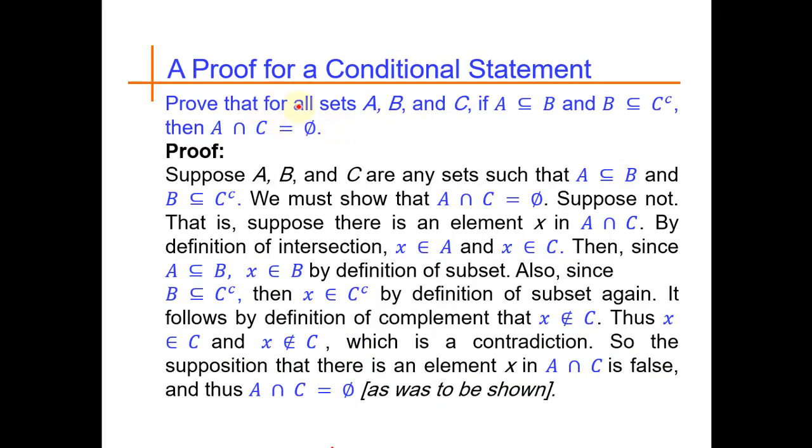Now we will prove a conditional statement regarding some sets. That is, prove that for all sets A, B and C, if A is contained in B and B is contained in C complement, then A intersection C is equal to phi.